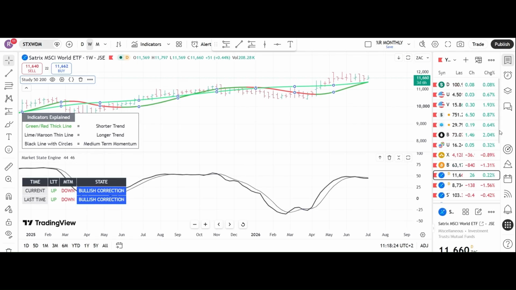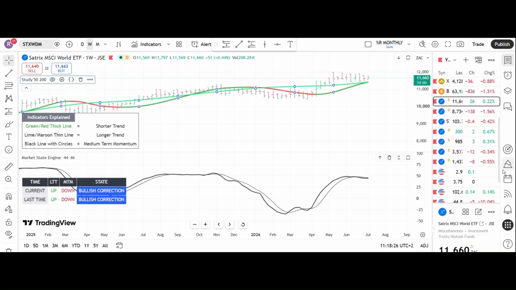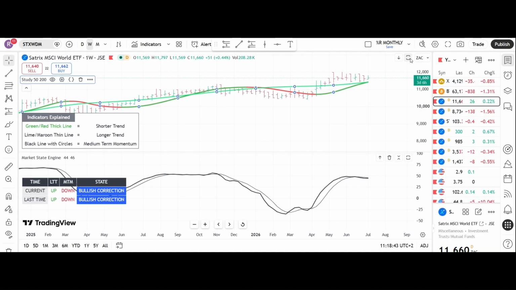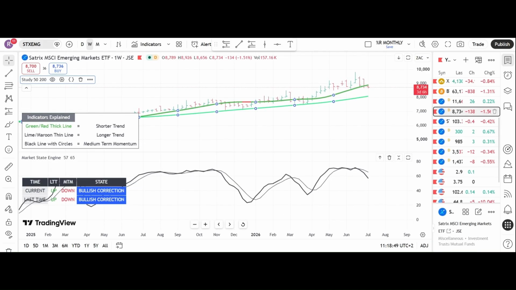Then we get to the Satrix funds, ETFs. The Satrix MSCI World Fund is still in a bullish correction because it didn't cross upwards in the medium-term momentum. The same holds true for the emerging markets. A strong bullish correction is taking place, but the long-term and short-term are still in an uptrend.